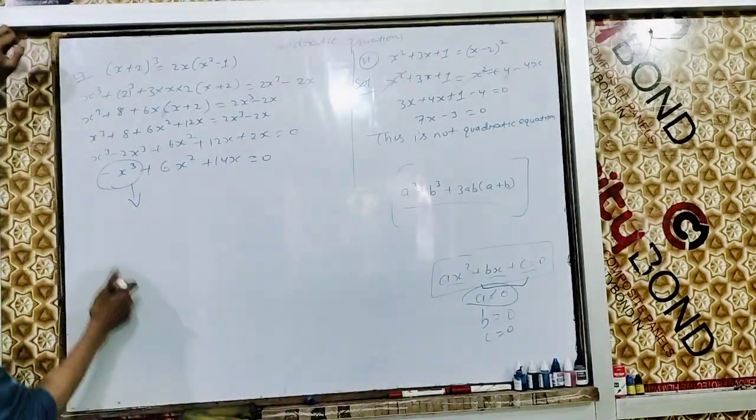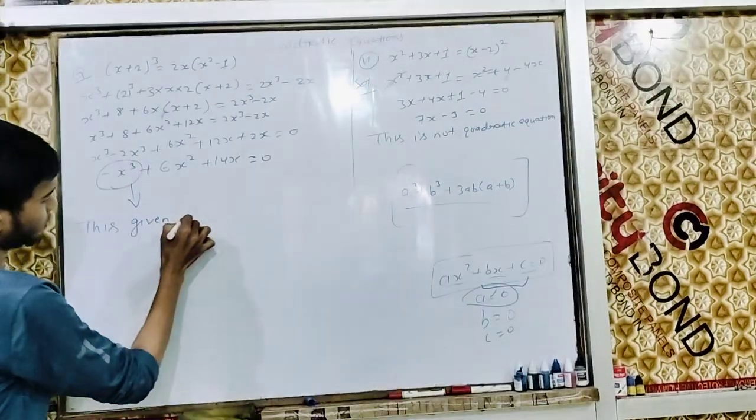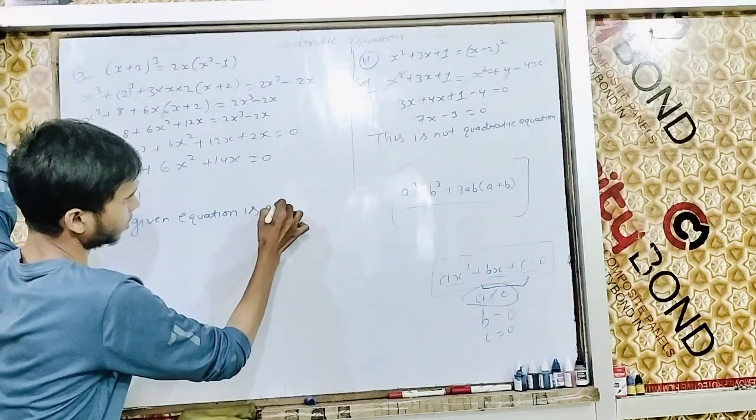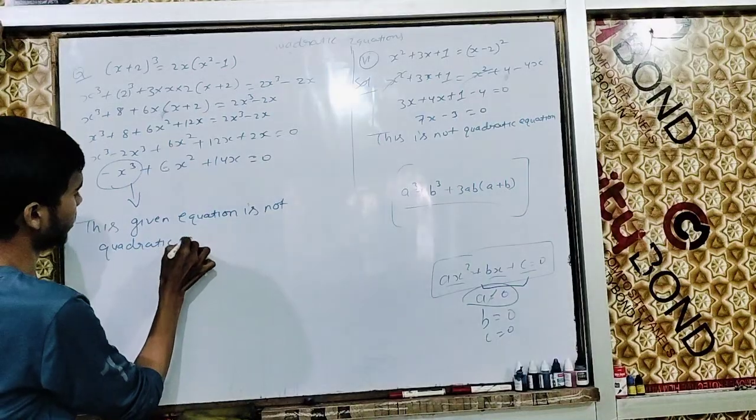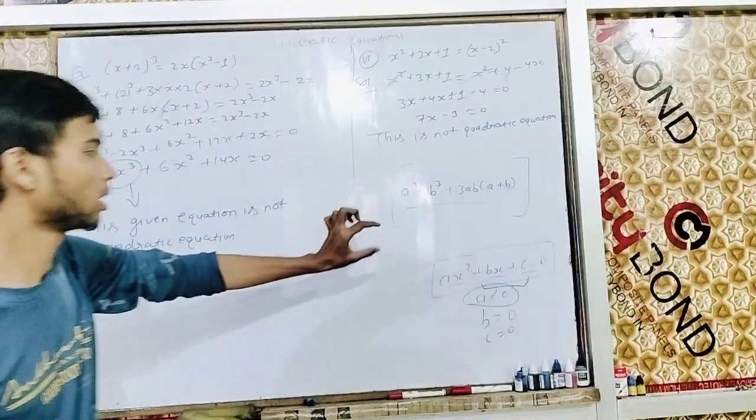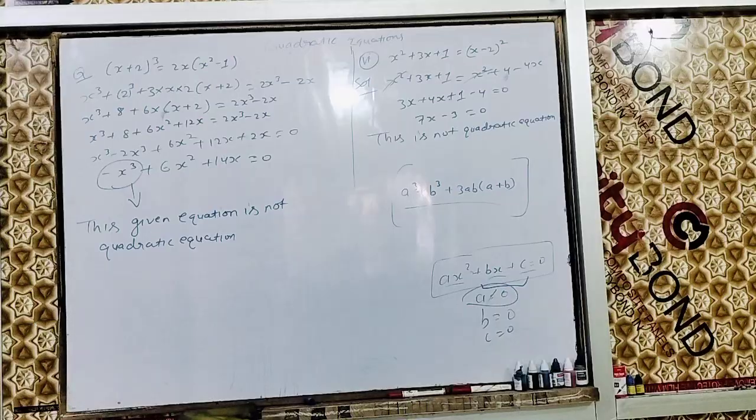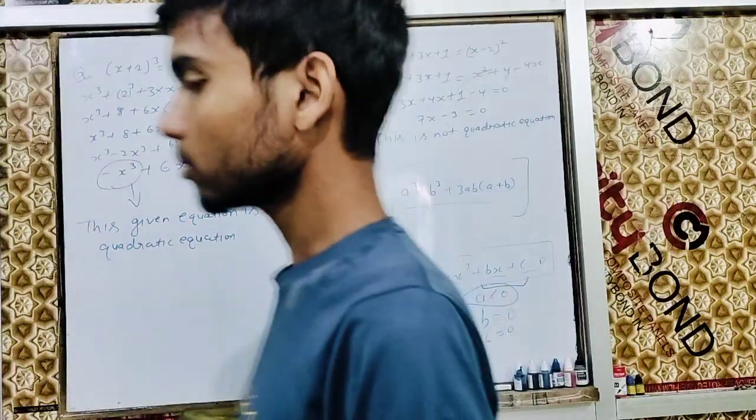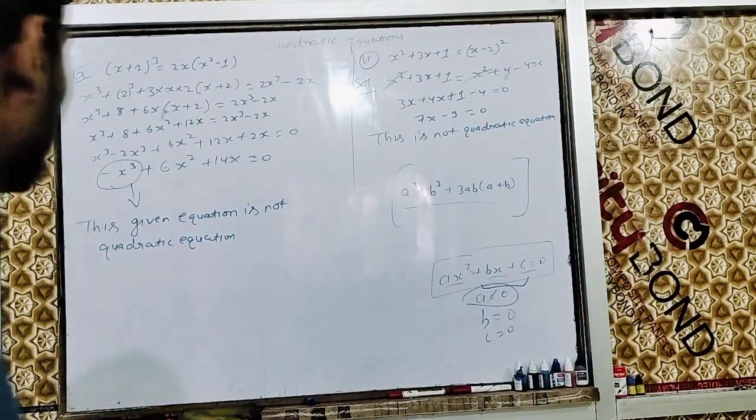That's why we can confidently say that this given equation is not a quadratic equation, because this is not in this form. That's why. Clear? Okay. Let me take the next question. Just have a look for a few seconds. Then I will take the next question.